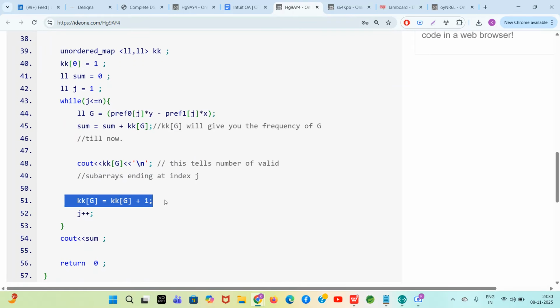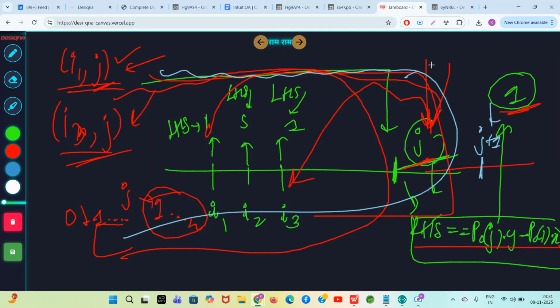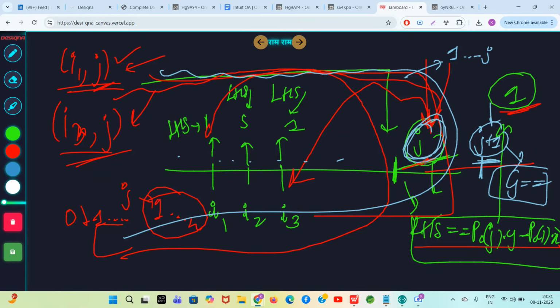Now once this is done, you need to store its value. Why? Because it will be used in the future. Once you calculate the answer for j, you are going to j plus 1, right? j plus 1 will want to know all the data from 1 to j. When you are at j plus 1, you will calculate the RHS value here. You would like to know how many indices from 1 to j have their LHS matching this. So whatever LHS or RHS you calculated at j, you need to store it somewhere.